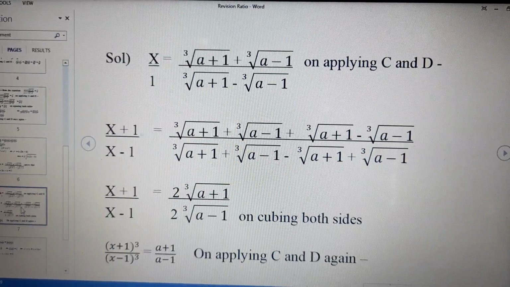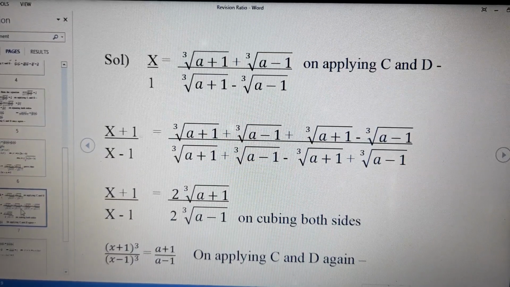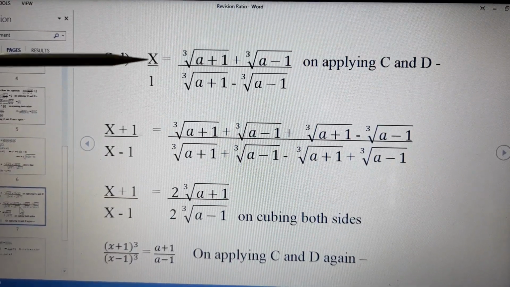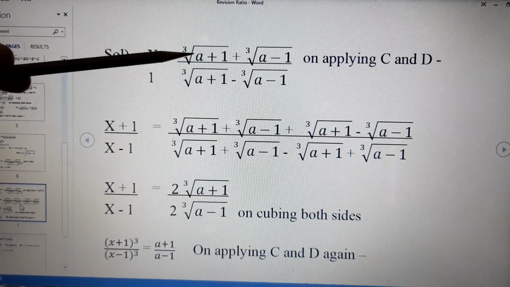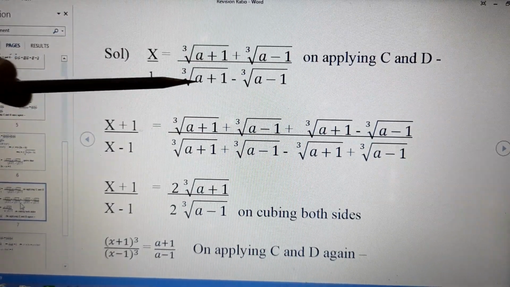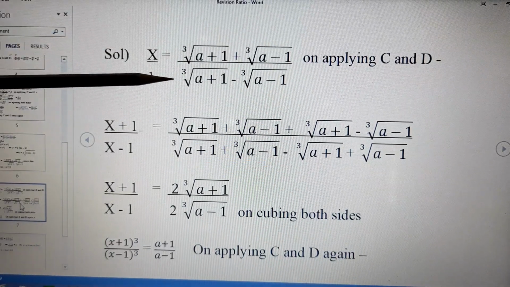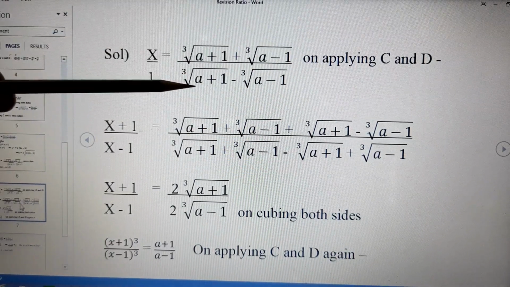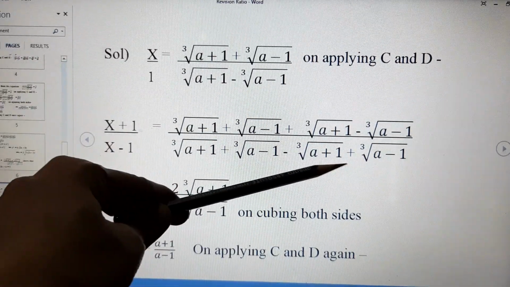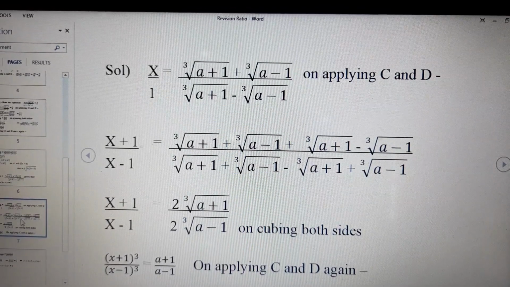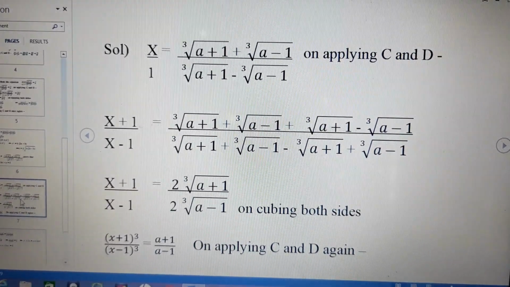So if we apply componendo and dividendo, remember that we have to write x upon 1. Nothing was there in the denominator. So if we apply x plus 1 divided by x minus 1, here numerator plus denominator divided by numerator minus denominator. So minus third root of a plus 1, and this minus will be converted to plus. Clear?